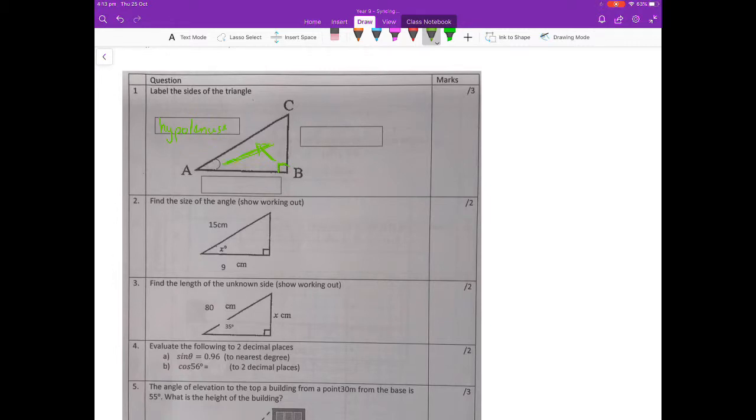To find the next side, we go across from the marked angle, and that gives us the opposite side. And our last and not least is what's left over, made by the hypotenuse to make that angle, is our adjacent side.